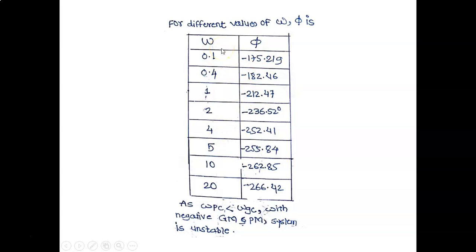But the values should be like this: 0.1, 0.2, 0.3, 0.4, 0.5 up to 1. After 1: 2, 3, 4, 6 up to 10. After 10: 20, 30, 40 up to 100. Like this. Therefore these are the different angles. Now we will draw the magnitude plot and the phase angle plot. The combination of both plots is known as the Bode plot.